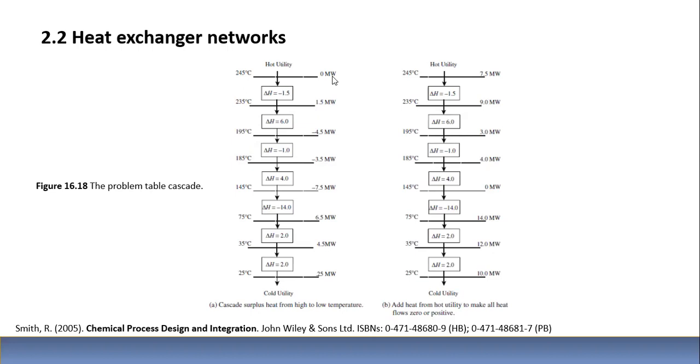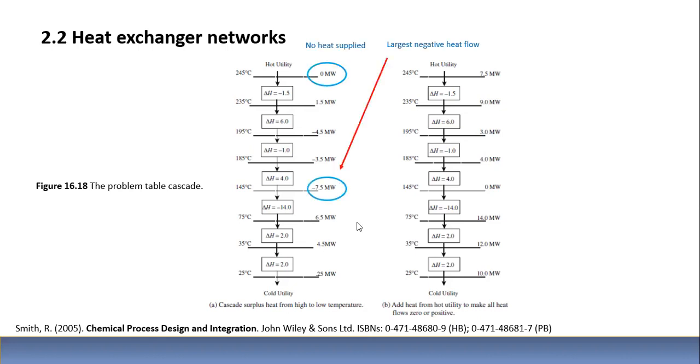You start subtracting: 0 minus 1.5 is plus 1.5. Plus 1.5 minus 6 is minus 4.5. Minus 4.5 plus 1 is minus 3.5. Minus 3.5 minus 4 is minus 7.5. Minus 7.5 plus 14 is 6.5. 6.5 minus 2 is 4.5. 4.5 minus 2 is 2.5. There's a mistake in here. It's not 0.25, it's 2.5.